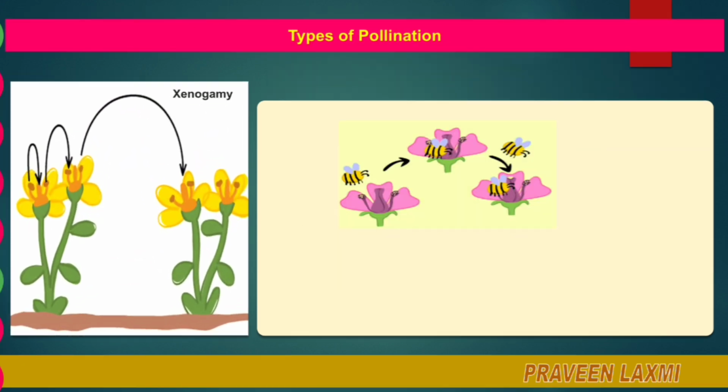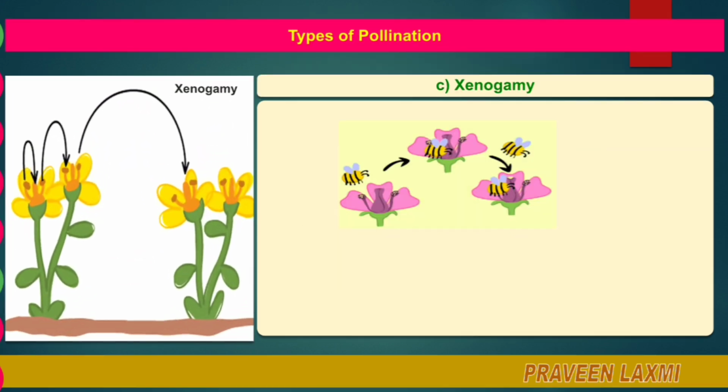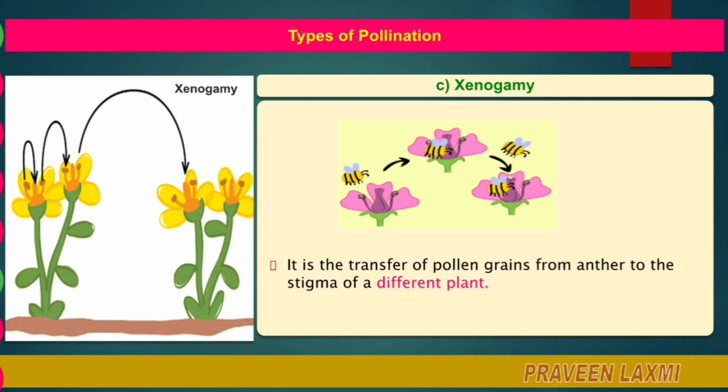Now, the last type of pollination that we are going to discuss is xenogamy. What is xenogamy? It is nothing but pollination between different flowers of different plants. Am I clear, students? So, in two different plants, the pollen from the anther will be transferred from one plant to the flower of the other plant. So here also, obviously, there is a need for pollinating agents.